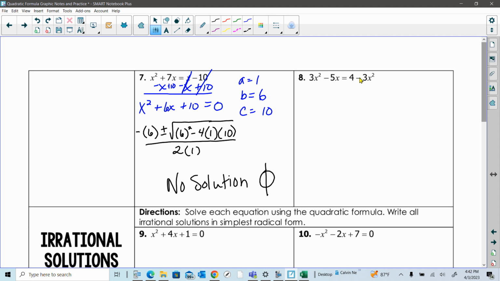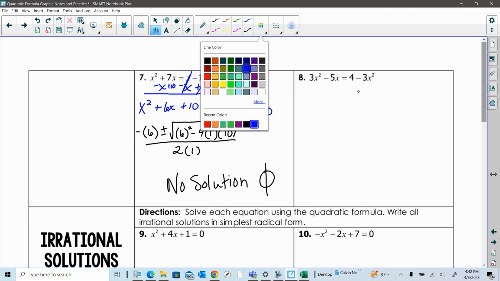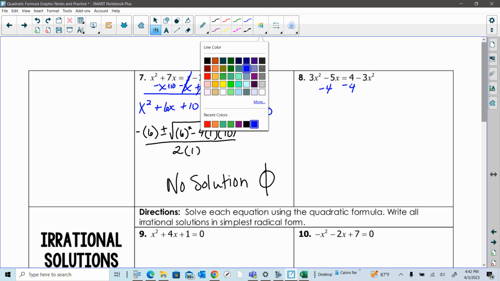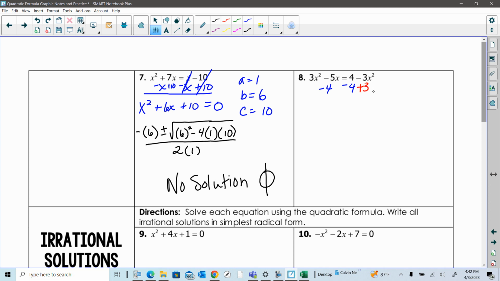Okay, so I want you to now try number 8. Again, our first thing is make sure it's in standard form, so it has to be equal to 0. So see if we can get that first step. This is going to require us to subtract 4. And then we're going to also need to add 3x squared. We have like terms here. So hopefully now you see that you have 6x squared minus 5x minus 4, because these canceled over here. And this is equal to 0.